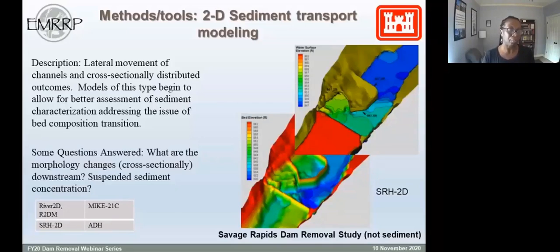Some of the types of questions that you can now ask yourself are generally: what are the morphology changes downstream of the dam, and what are deposition and suspended sediment concentration downstream of the dam?